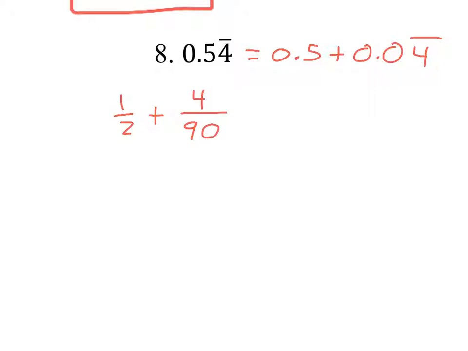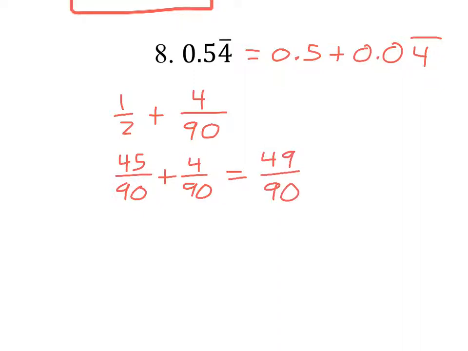Alright. So my common denominator, I could reduce 4 over 90 to 2 over 45, but then I would lose my common denominator. So I'm going to leave it as 90. 45 over 90 plus 4 over 90 equals 49 over 90. 49 factored is 7 times 7. 7 goes into 91, so it will not go into 90. So that's our final answer.